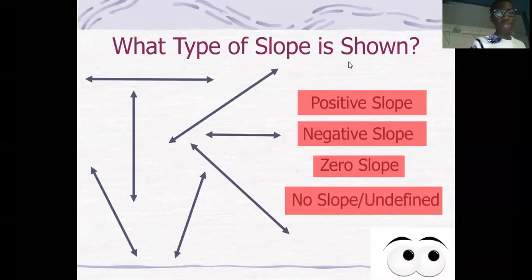What type of slope is shown here? Do you know? If you said it's a positive slope, you're wrong. It's actually negative. Is it? No, it's zero slope. Zero slope is what it is when it's fully horizontal. Now, what about this one? When it's vertical, it's no slope, undefined. Great. What about when it's rising up? It's going upward, so it's positive. When it's going down, it's negative slope.